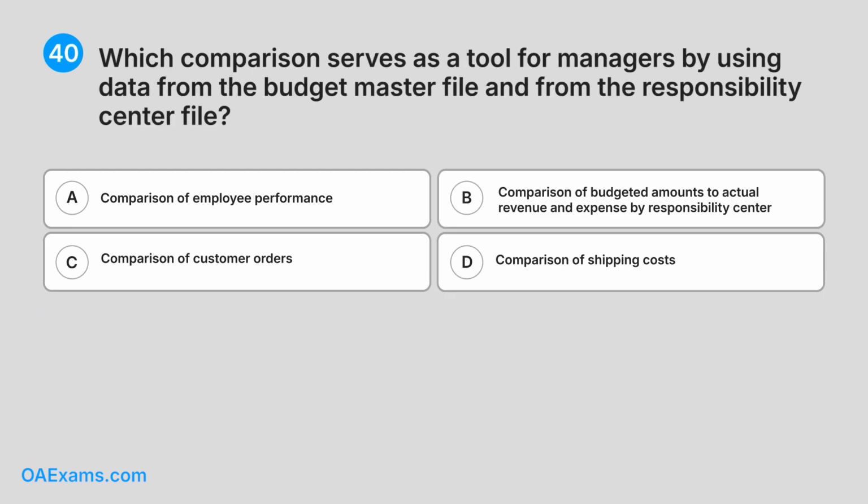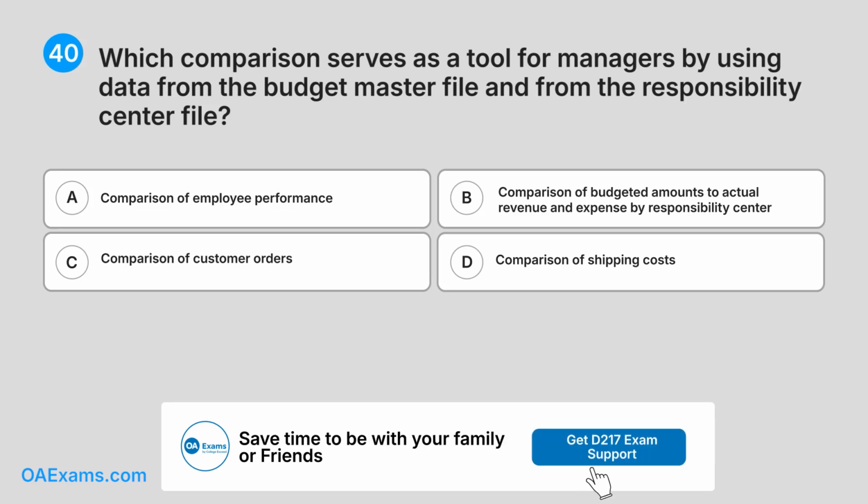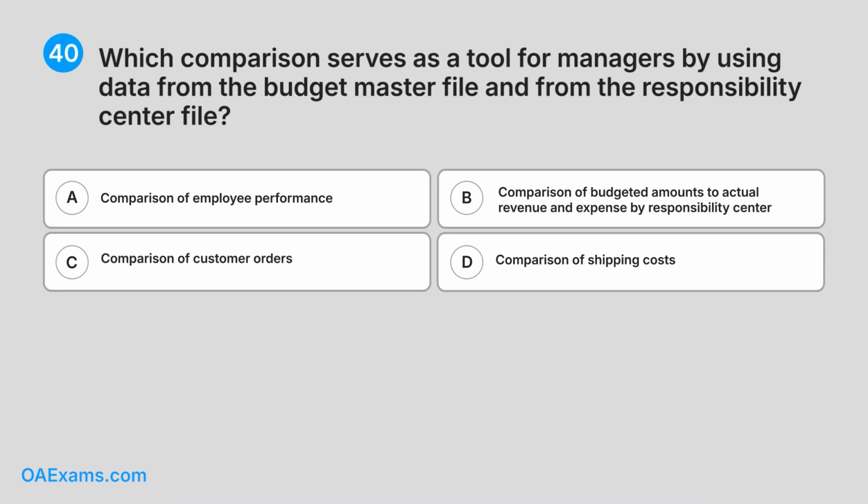40. Which comparison serves as a tool for managers by using data from the Budget Master file and from the Responsibility Center file? A. Comparison of employee performance. B. Comparison of budgeted amounts to actual revenue and expense by Responsibility Center. C. Comparison of customer orders. D. Comparison of shipping costs. Do you know the answer?